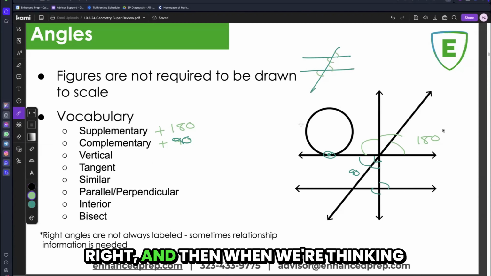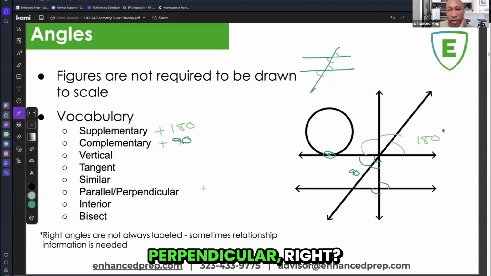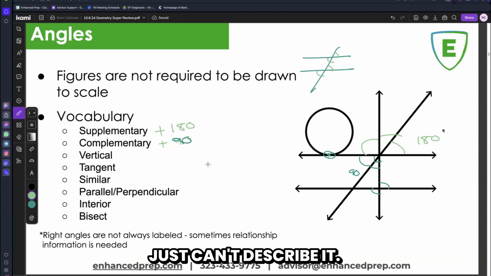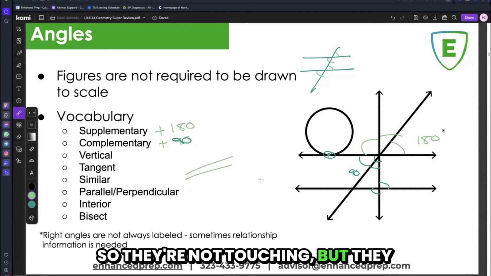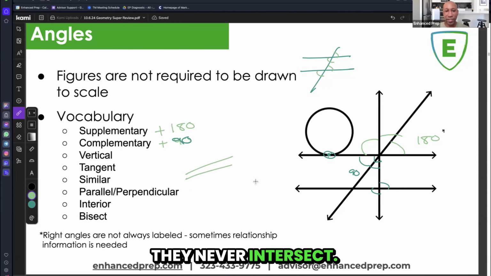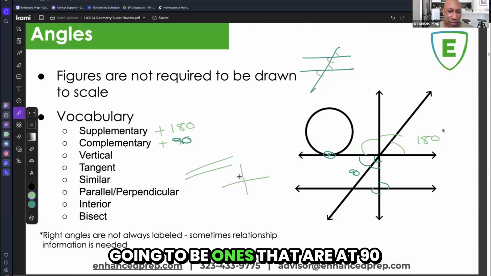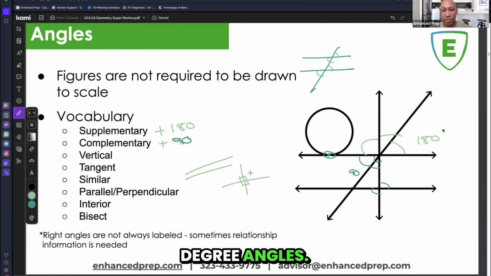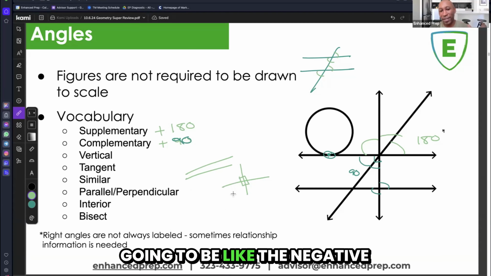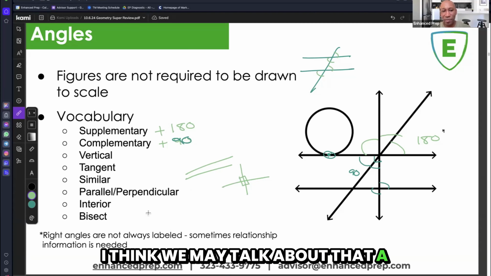And then when we're thinking about parallel versus perpendicular, what are parallel lines? I can draw it, I just can't describe it. So they're not touching, they never intersect, right? So those are going to be parallel. And then perpendicular lines are going to be ones that are at 90-degree angles. And the slope of those is going to be the negative reciprocal. I think we may talk about that a little bit later.